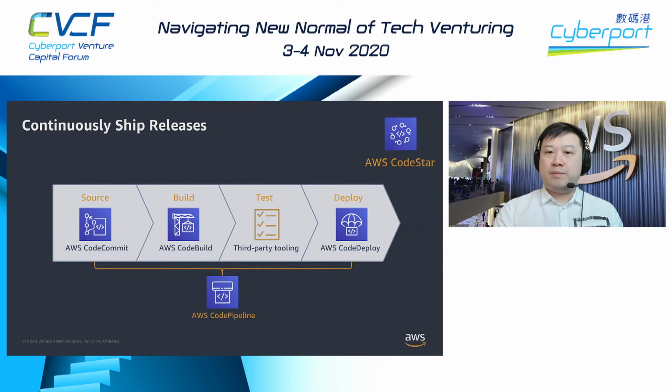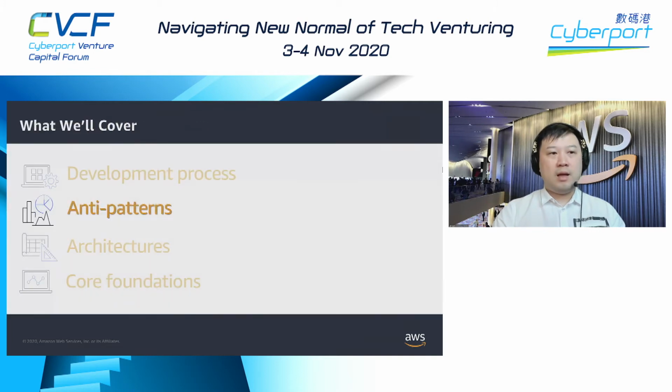Deploying features builds momentum, and you can see how users respond to your work. Each sprint should end with a feature that is deployed so that you can get feedback from your users. AWS CodeStar creates a continuous delivery toolchain in minutes, with a unified interface to manage your software development activities in one single place. Okay, next I'll explore some anti-patterns and just what you want to avoid.